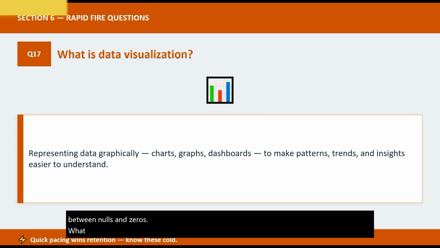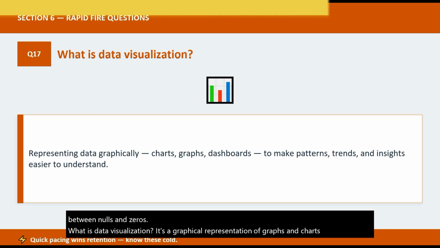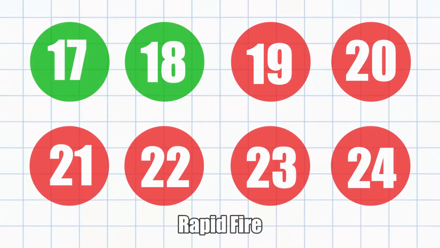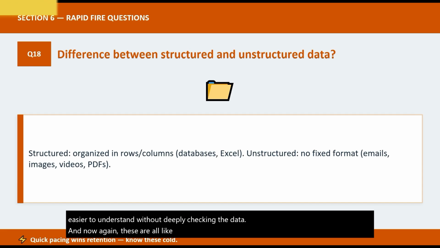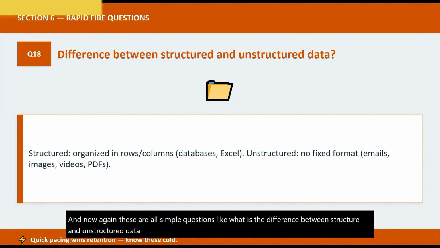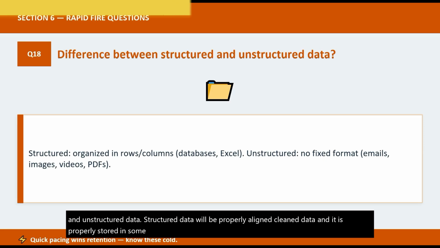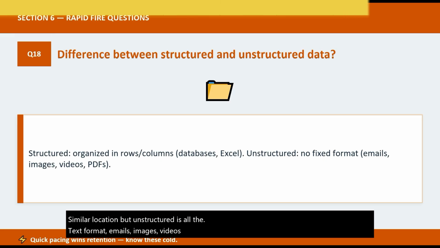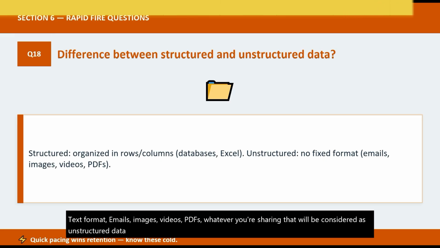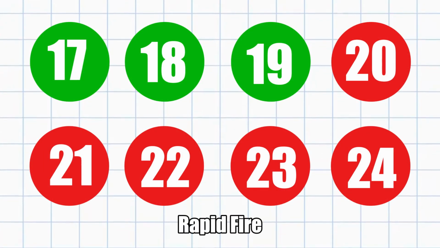What is data visualization? It's a graphical representation using graphs and charts, making it easier to understand without deeply checking the data. Again, these are simple questions, like what is the difference between structured and unstructured data? Structured data is properly aligned, cleaned data, and it is properly stored in databases, in Excel or SQL Server, Databricks, Azure. But unstructured is all the text format, emails, images, videos, PDFs, whatever you're sharing, that will be considered as unstructured data because that doesn't follow any proper structure.